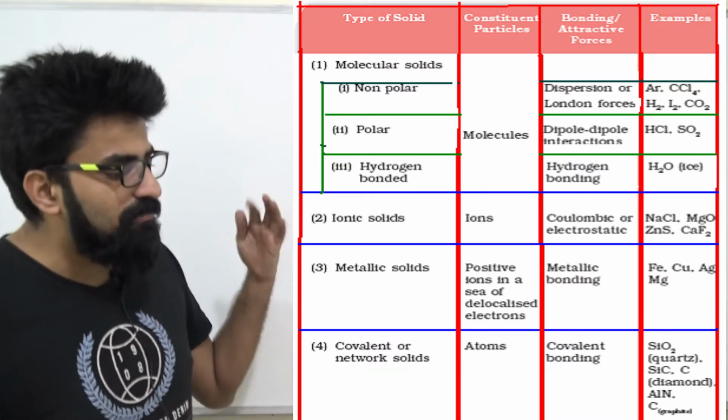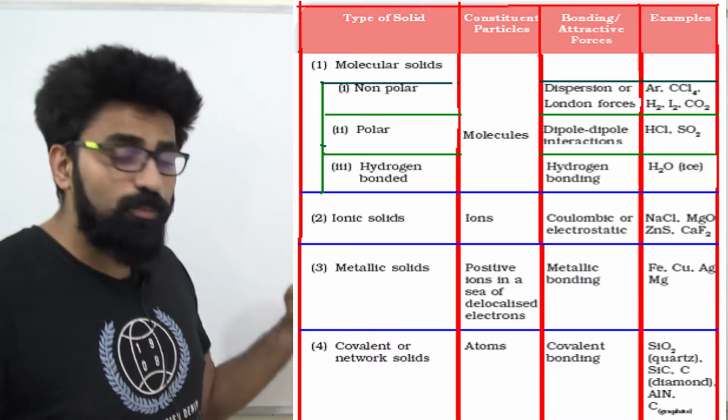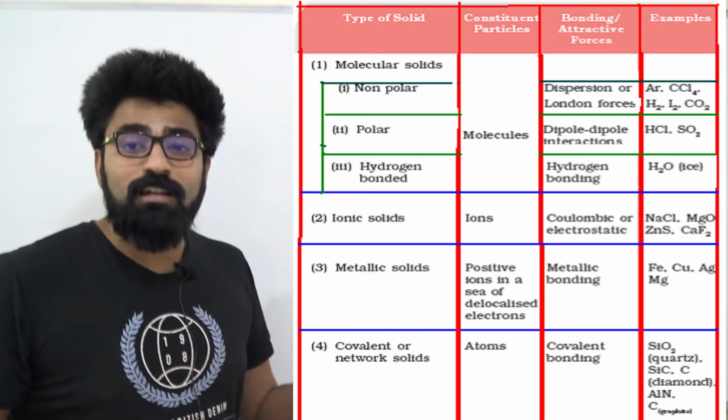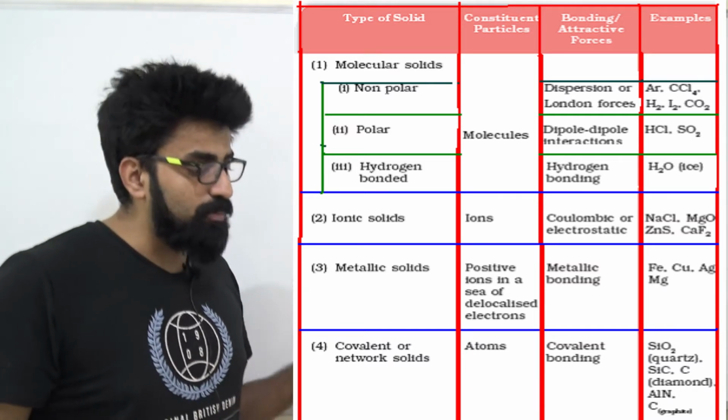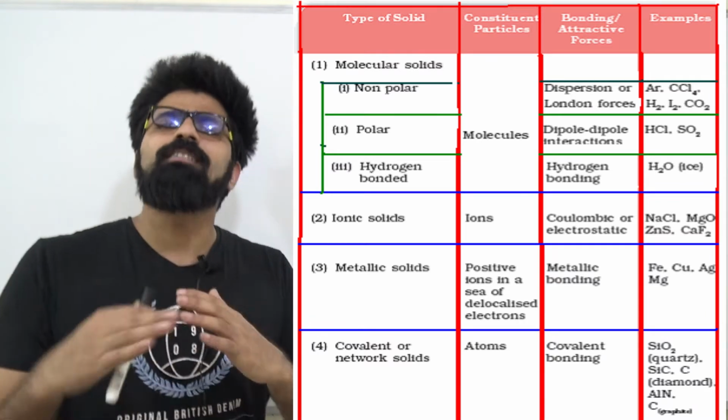Okay, so guys, if you see this table, first of all, how many types of crystalline solids do we have? The first type of crystalline solid that is written over here is molecular solid. I hope you can see it. Molecular solid is further divided into three categories. One is non-polar, another one is polar, and the third one is hydrogen bonded. So we will come to that later.